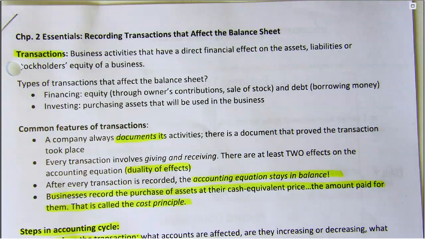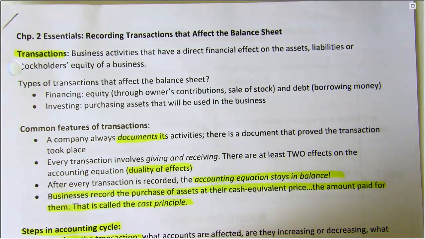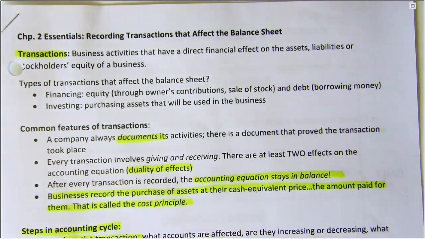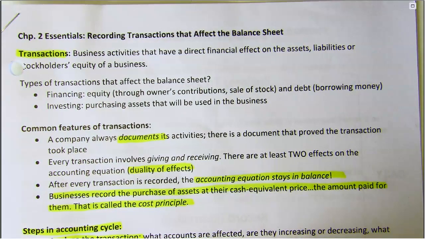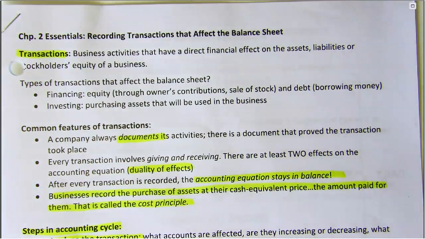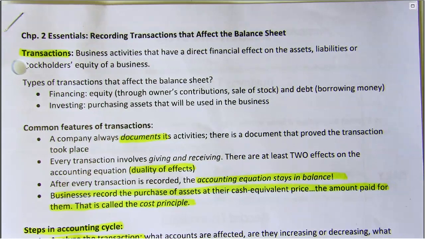So, the first step is to analyze the transaction. What accounts are affected? Are they increasing or decreasing? And what type of accounts are they? Then we record the transaction. We call that journalizing the transaction, and we'll learn how to do that in our next mini lecture. And then thirdly, we copy information from the journal into the accounts, the ledger accounts. We call that posting. Those are the 3 steps to get the information into our accounting records.